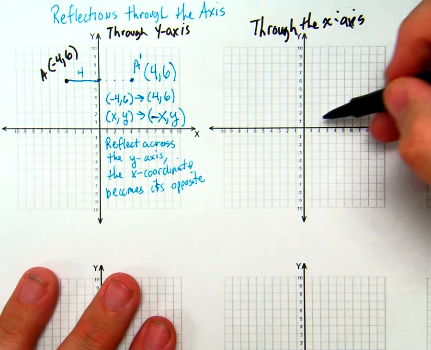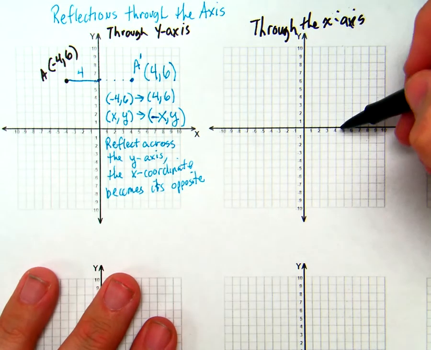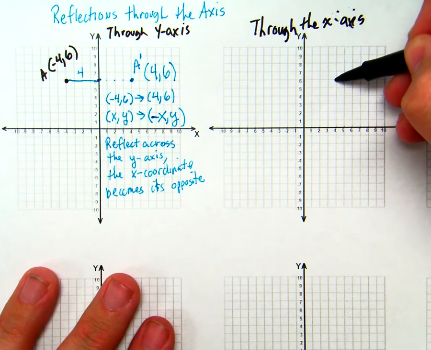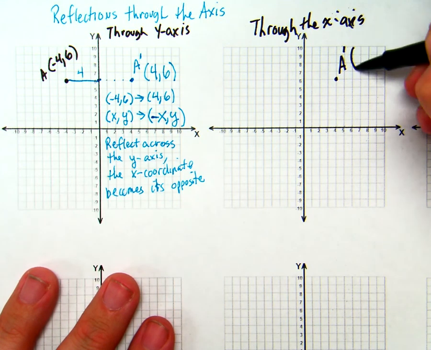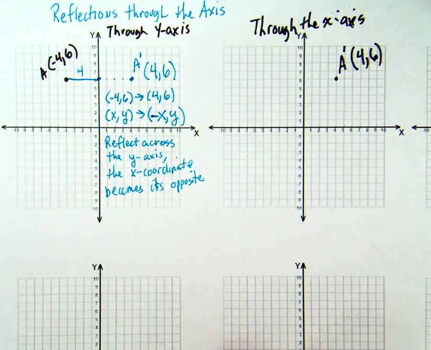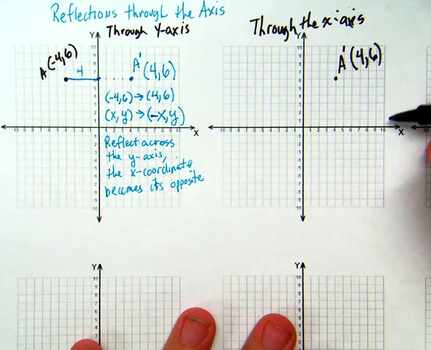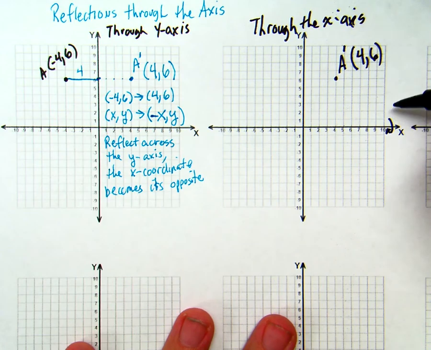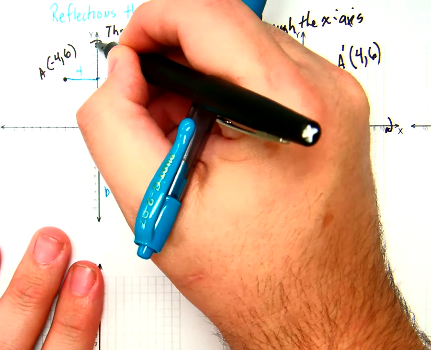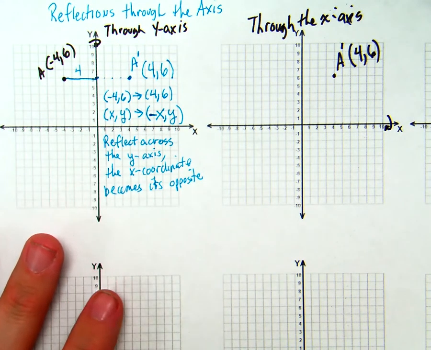All right, now we're going to put A prime back onto the second coordinate plane here at 4, 6. So there's 4, 6. And I want to go through the x-axis. So a lot of times I'll actually put a little arrow or something to signify that that's my line of reflection, just kind of like over here, just so I know that's what I'm reflecting through.